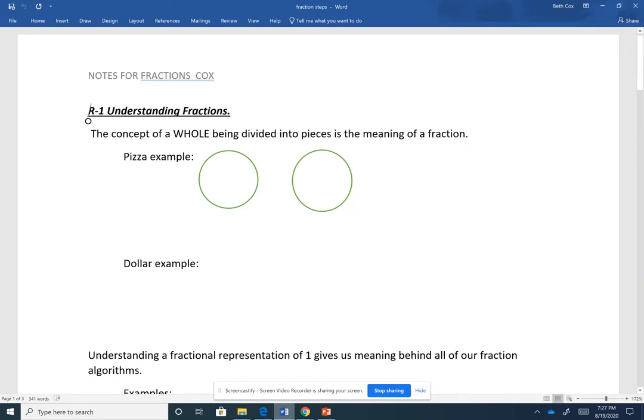So let's get started. Let's try not to think too hard about these fractions. We're going to go quickly. You can click through the video, stop the video anytime you want to, and do an example. We're just going to go through them real quickly.